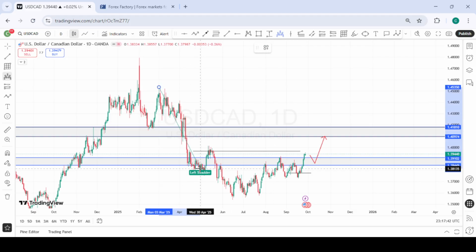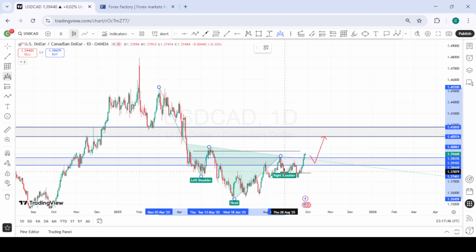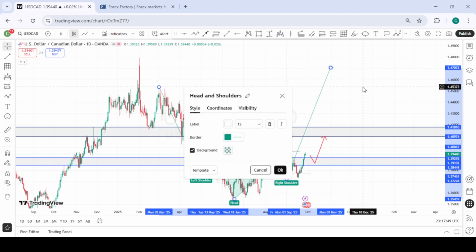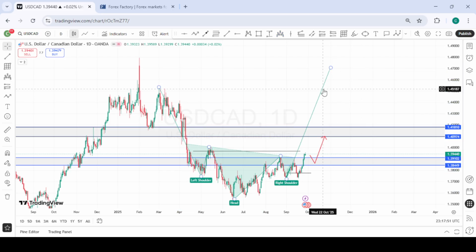So this is more like the left shoulder, this will be the head, and this area will be like the right shoulder. Then we get a continuation to the upside. So we're looking forward to more bullishness for USDCAD for the coming weeks.